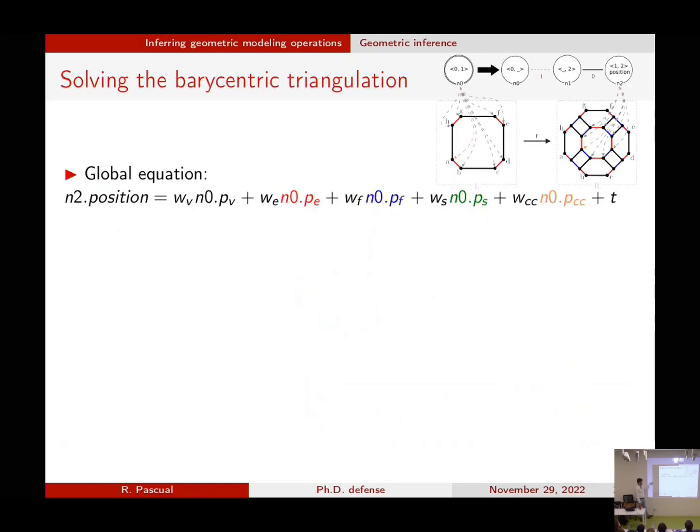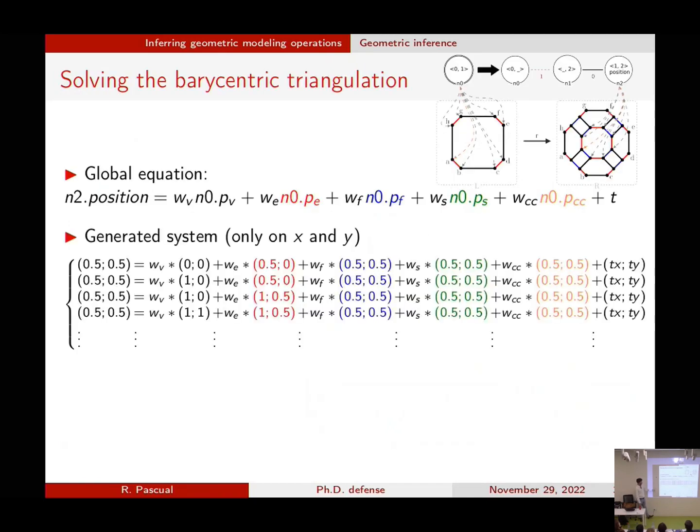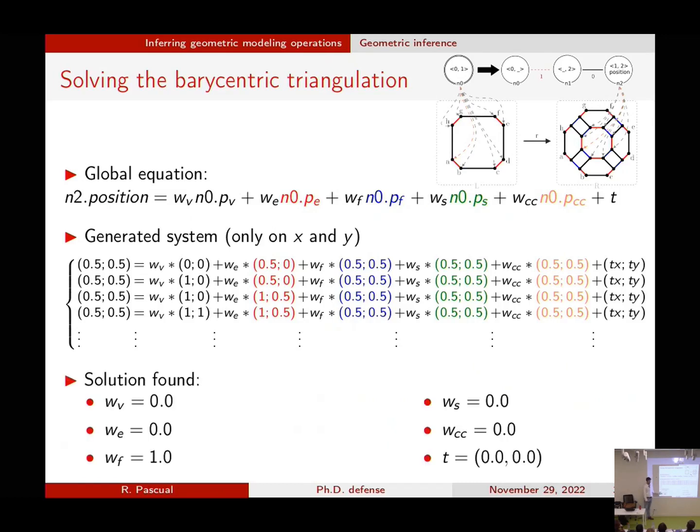So now we have our global equation, which we translate into a system, which we feed to our solver, and it gives us a solution. And here we can see that for the triangulation, all the components are null except for the weight of the face, meaning that we've correctly placed the new vertex at the barycenter of the original face.